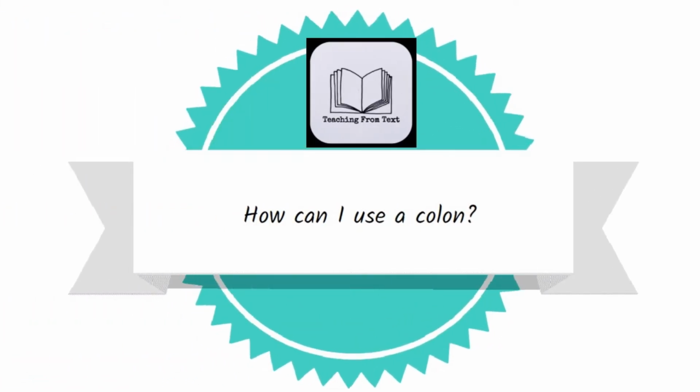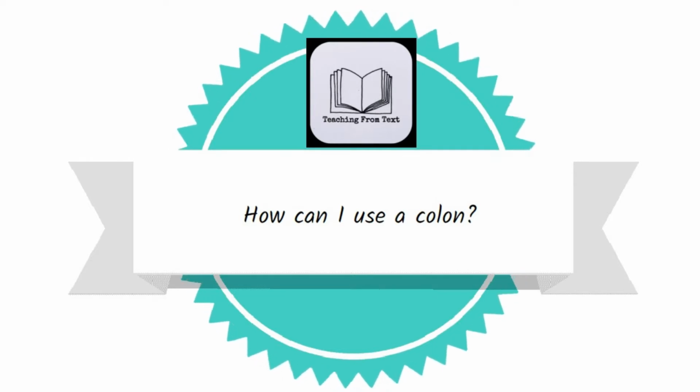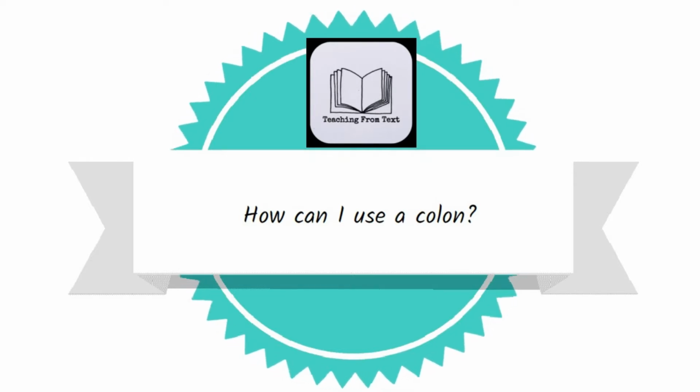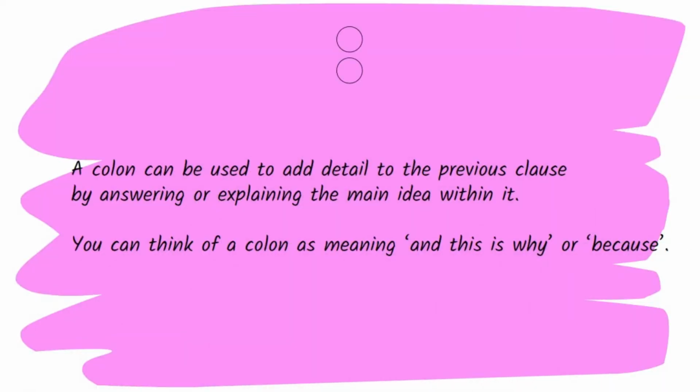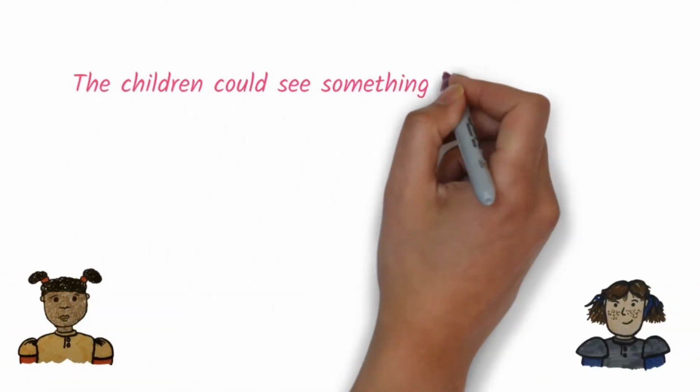How can I use a colon? A colon looks like two full stops, one above the other. It can be used to add detail to the previous clause by answering or explaining the main idea within it. You can think of a colon as meaning, and this is why, or because. Now let's have a look at some examples.